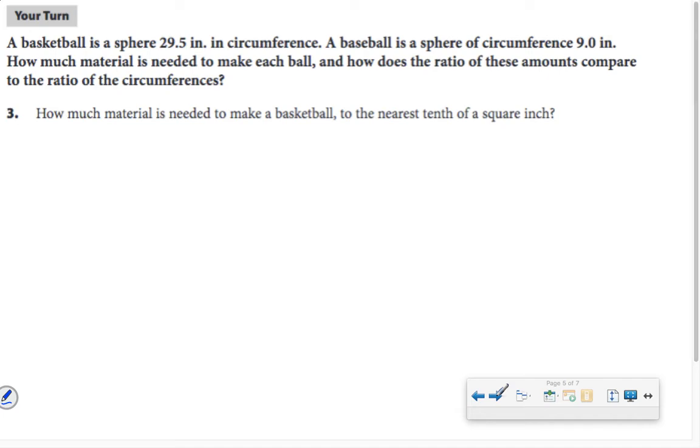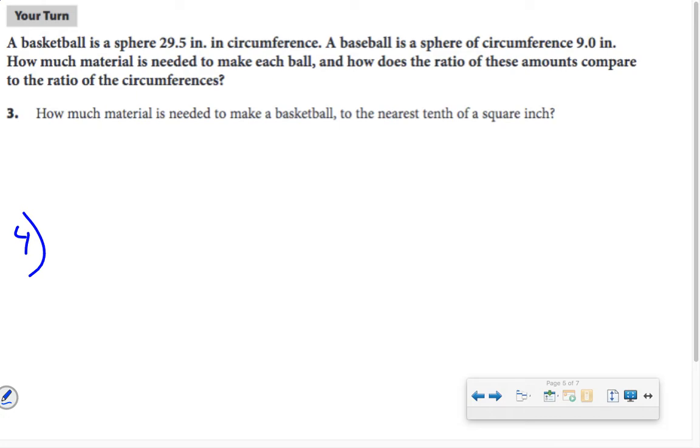Here I have a basketball. I am given the circumference of the basketball and the circumference of a baseball, and then I'm asked to find how much material is needed to make each ball. It looks like I accidentally cut off question 4, where it's asking how much material is needed to make the baseball, so we'll find that as well.